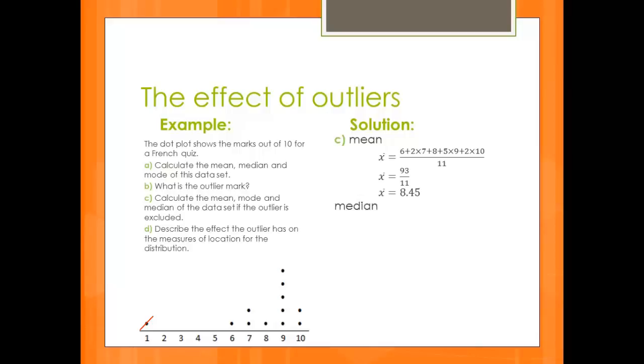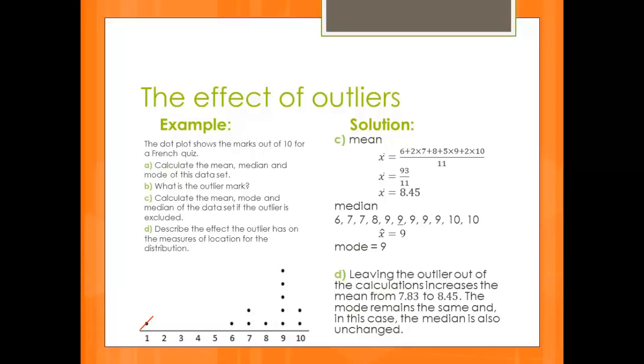Again, the median is found by counting to the middle. This time we get just 1 score in the middle, which is 9. The mode here is still 9. Leaving the outliers out of our calculation has had an effect of increasing the mean. So the mean has increased from 7.83 to 8.45. The median has remained unchanged, as has the mode.